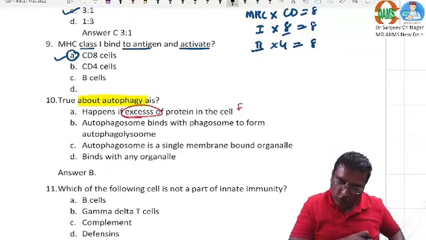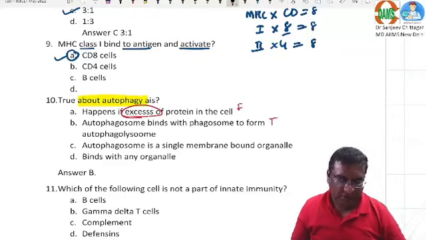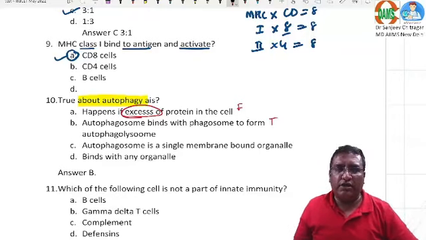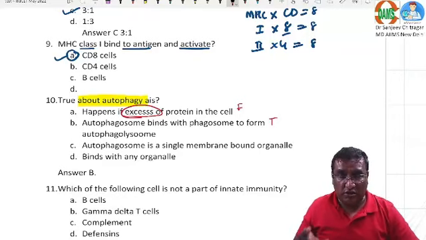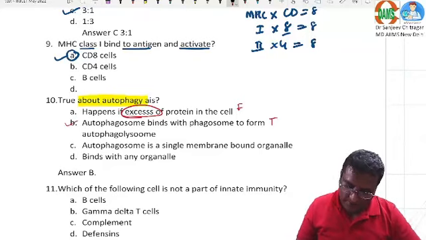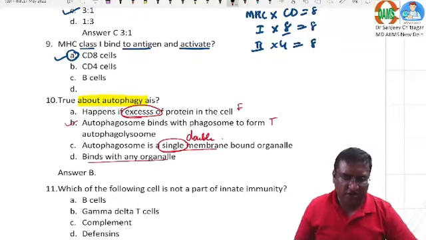Next, autophagosome binds with lysosome to form an autophagolysosome. This is a true statement. Why? Because there has to be an autophagolysosome formation which will ultimately break down the organelles and use them for energy generation. Autophagosome is a single membrane bound organelle: false statement. It is actually a double membrane. So binds with any organelle will be false.